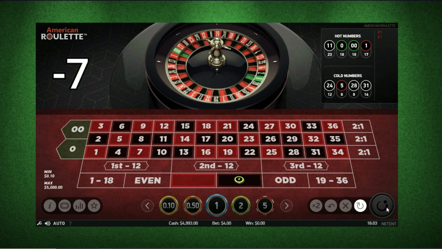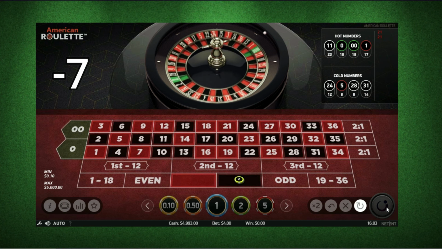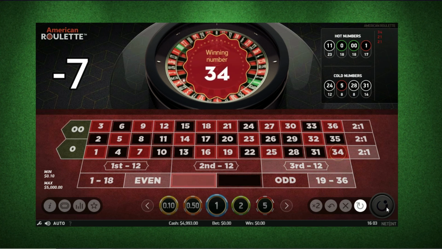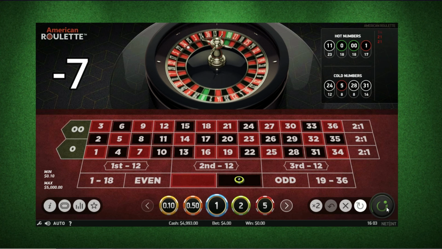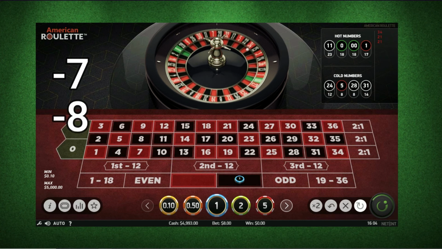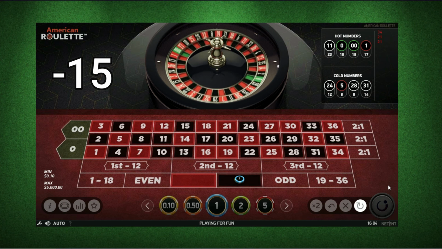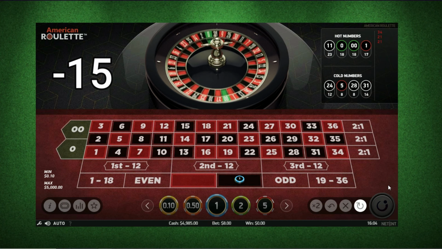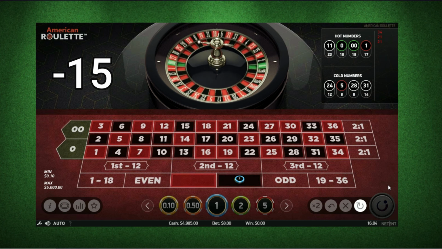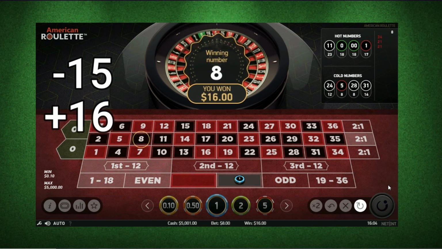Spinning. The winning number is 34 red. Alright, 3 in a row. Okay, so once again, keeping that bet and doubling it. Spinning. The winning number is 8 black.